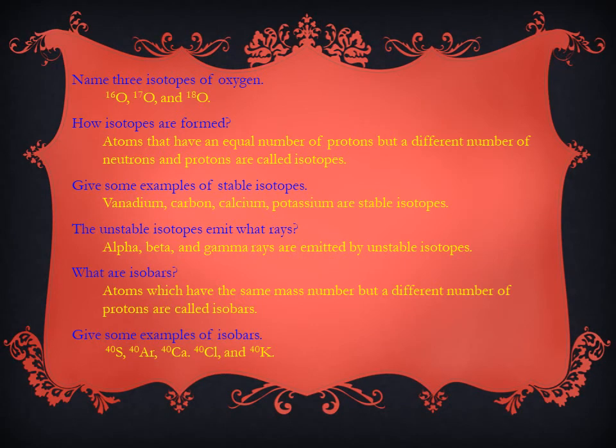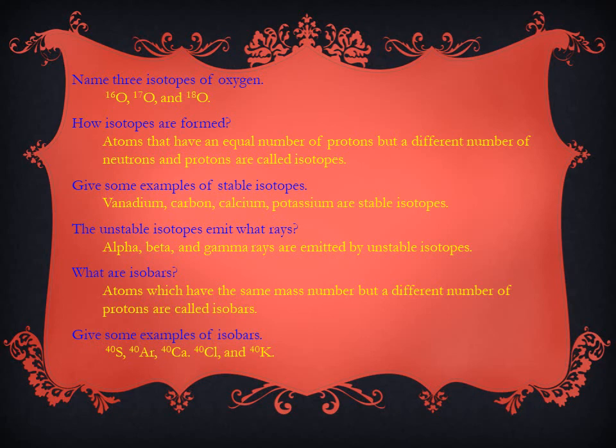Now the question and answer. Name three isotopes of oxygen: 16O, 17O and 18O. How are isotopes formed? Atoms that have an equal number of protons but a different number of neutrons are called isotopes. Give some examples of stable isotopes. Vanadium, carbon, calcium, potassium are stable isotopes. The unstable isotopes emit what rays? Alpha, beta and gamma rays are emitted by unstable isotopes.